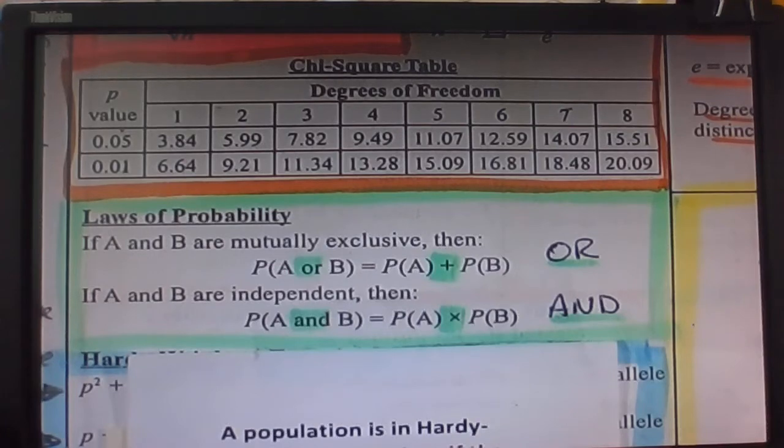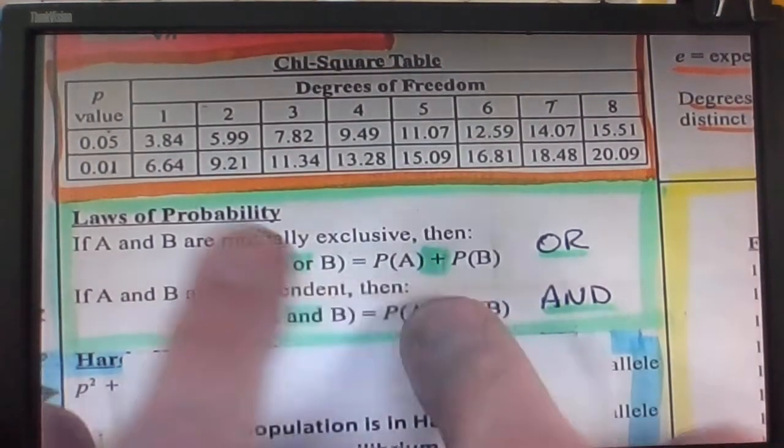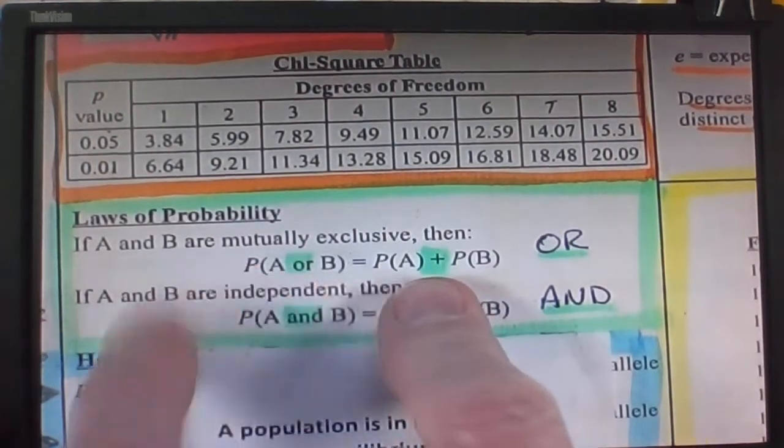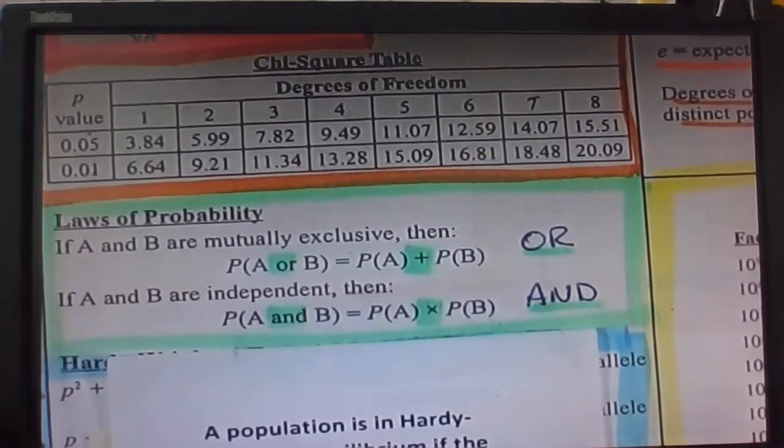I would also suggest that you make note of the fact that "or" means we add and "and" means we multiply. Or means that we add, and means that we multiply.